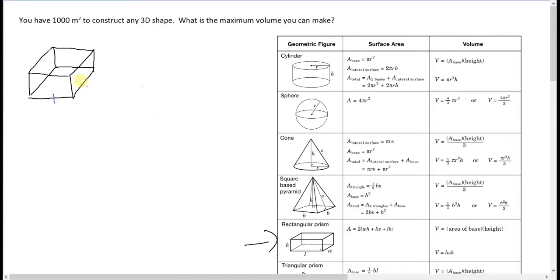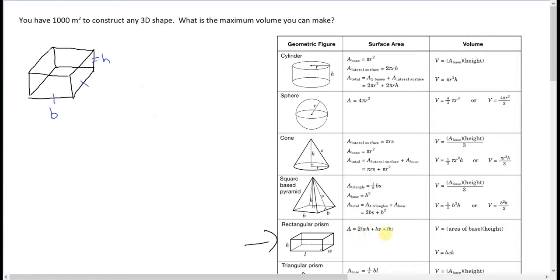So we have a base, the length and the width is b, and a height of h. Okay, so what do we know about this? We know that the surface area is equal to 1,000.